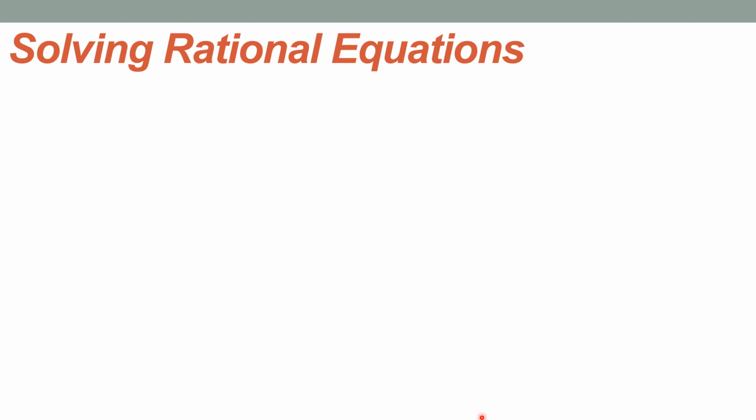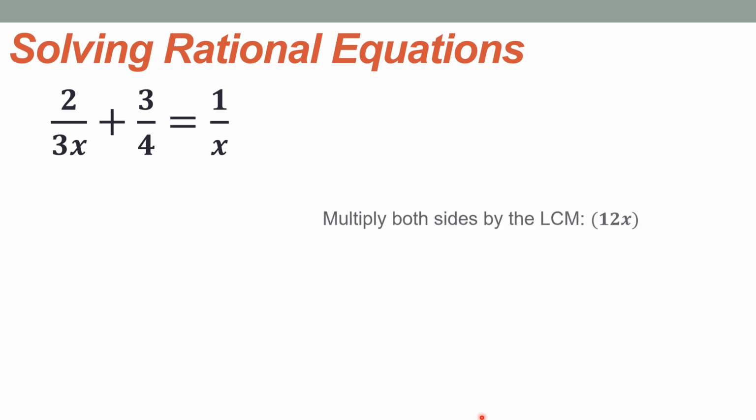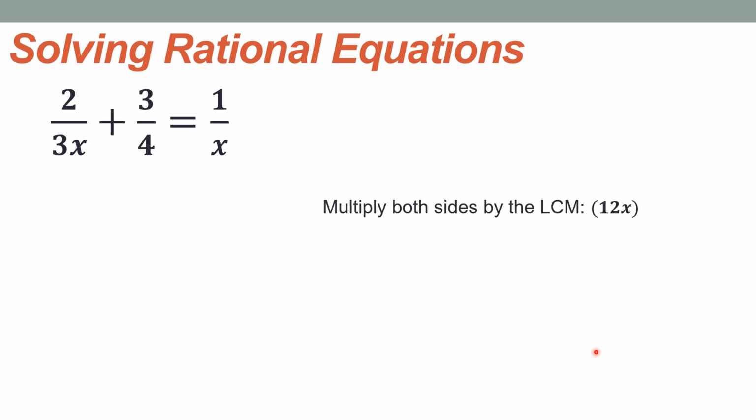Let us have another one. Suppose we have 2 over 3x plus 3 over 4 is equal to 1 over x. Our first step is to multiply both sides by the LCM, 12x. Okay? So, 12x divided by 3x, giving us 12x divided by 3x is equal to 4. 4 times 2 is equal to 8.